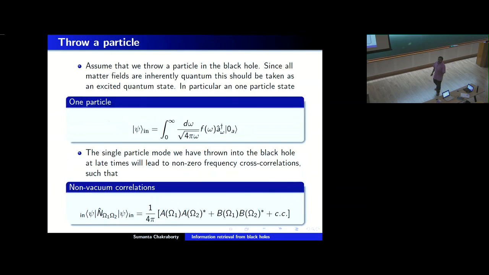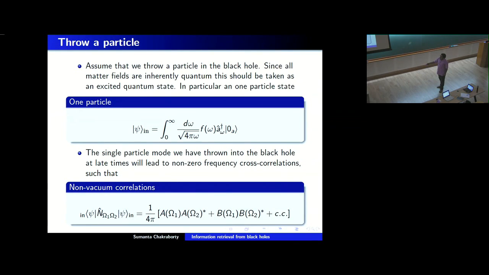Now, what do you do? You first assume that you throw one particle into the black hole. So you take the in state as a one particle wave function. This f omega characterizes all the things that you have thrown into the black hole. If you can recover f omega, then you have recovered the information of what you have thrown into the black hole. So the job is, given this one particle state and the late time thermal radiation or correction to the thermal radiation, can you get f omega out of it?